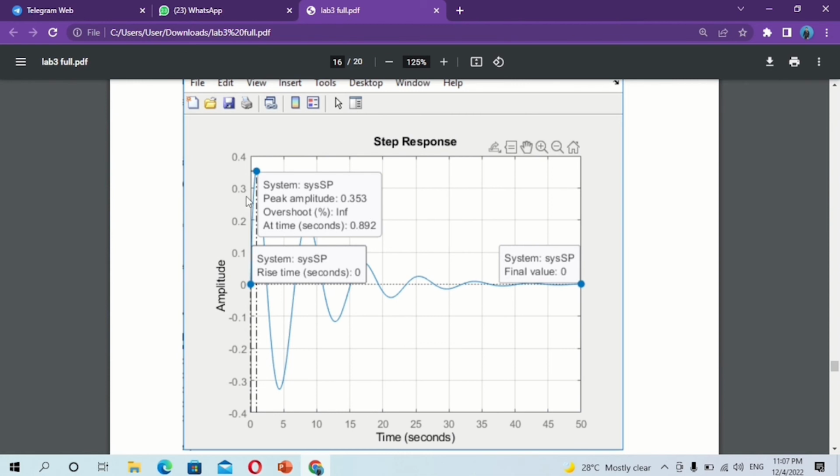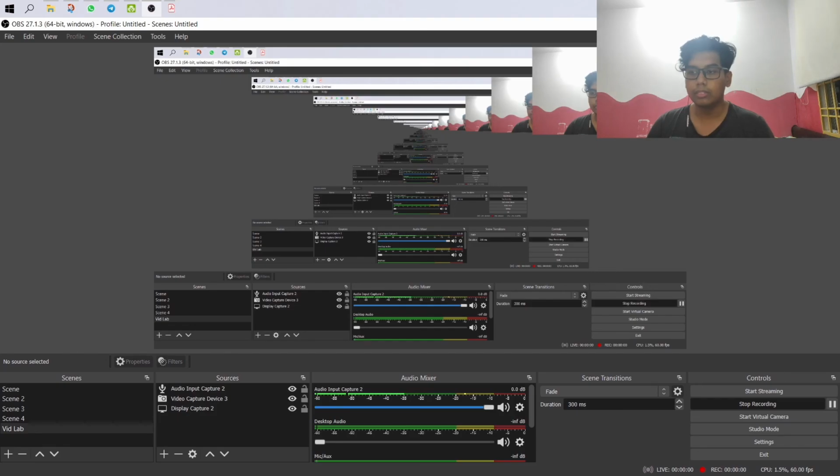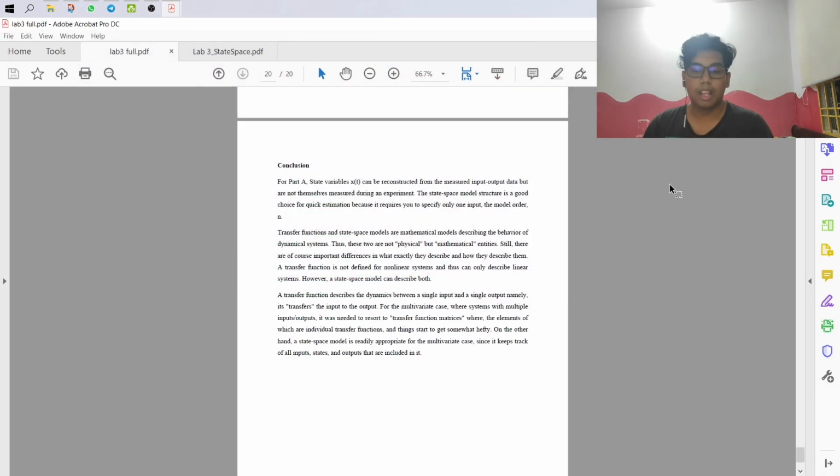In this graph, we can see the peak amplitude is 0.353, the rise time is 0, and the final value is equal to 0. In this graph, we can also see that the transfer function response is stable. So for the conclusion of part A, the state variable x(t) can be reconstructed from the measured input-output data, but the states are not themselves measured during an experiment. The state space model structure is a good choice for accurate estimation because it requires you to specify only one input, the model order n.